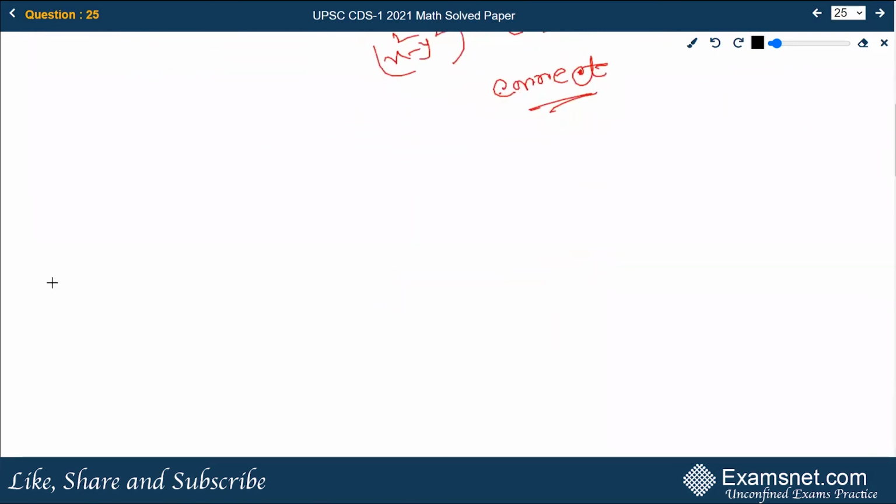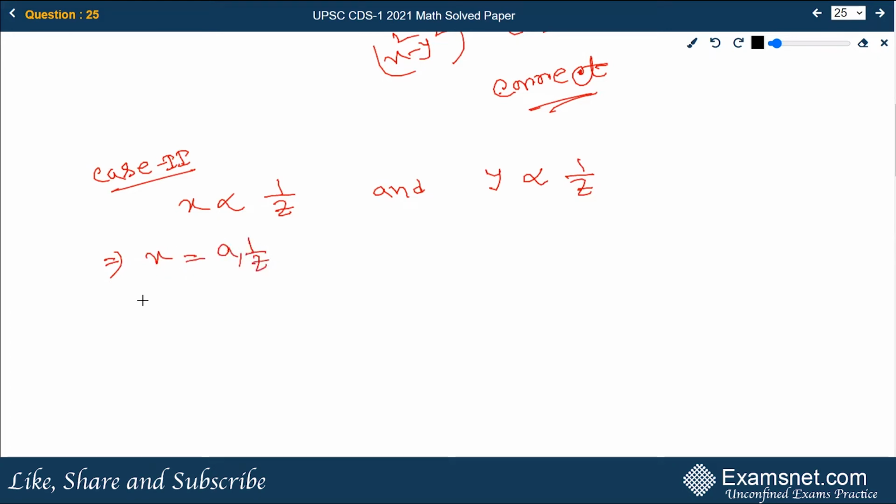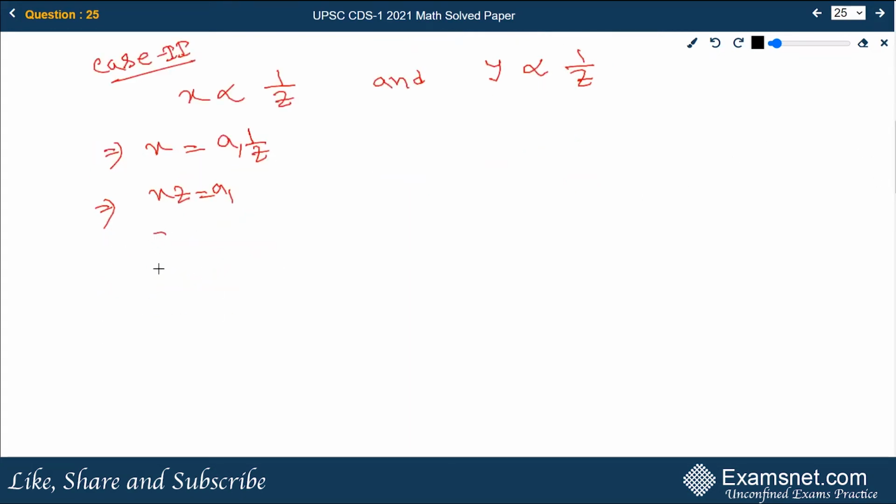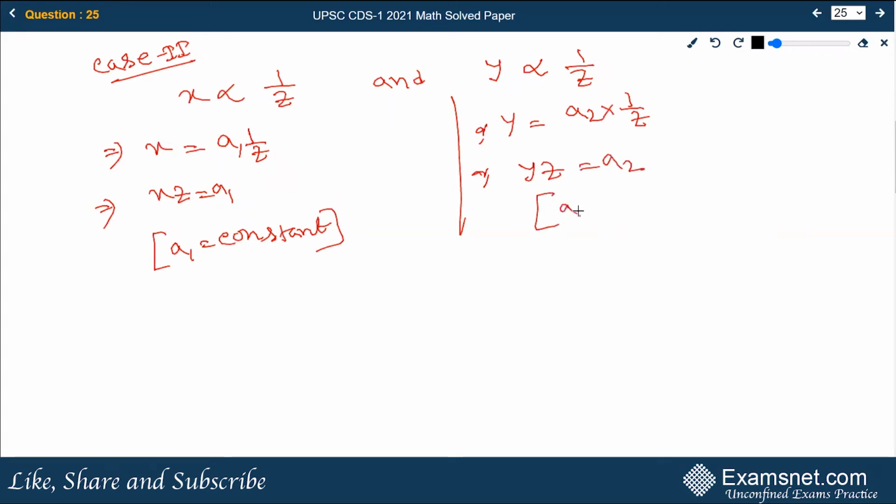Now let's focus on the second case, or the second statement, where it is given x is inversely proportional to z and y is also inversely proportional to z. That means further I can write x equals, let's say, a1 multiplied by 1 by z, where xz equals a1. As we know, a1 is the constant here, and y equals a2 multiplied by 1 by z. Further, the product yz equals a2, where a2 is the constant here.